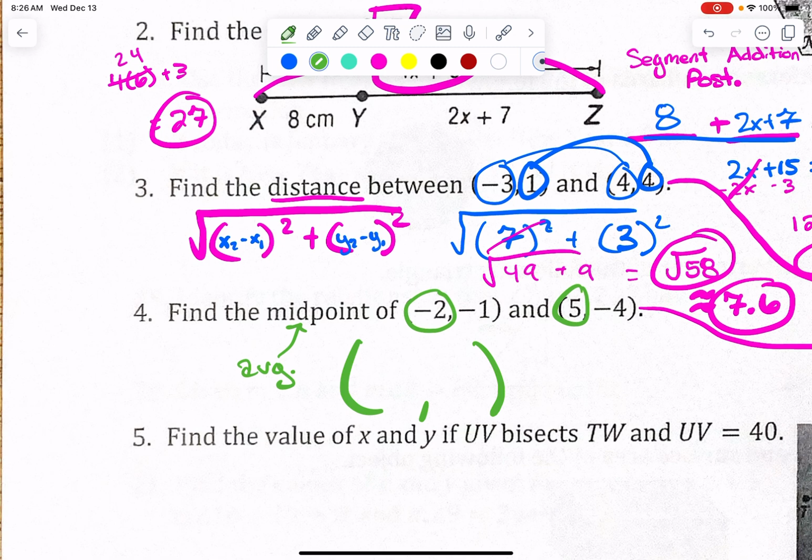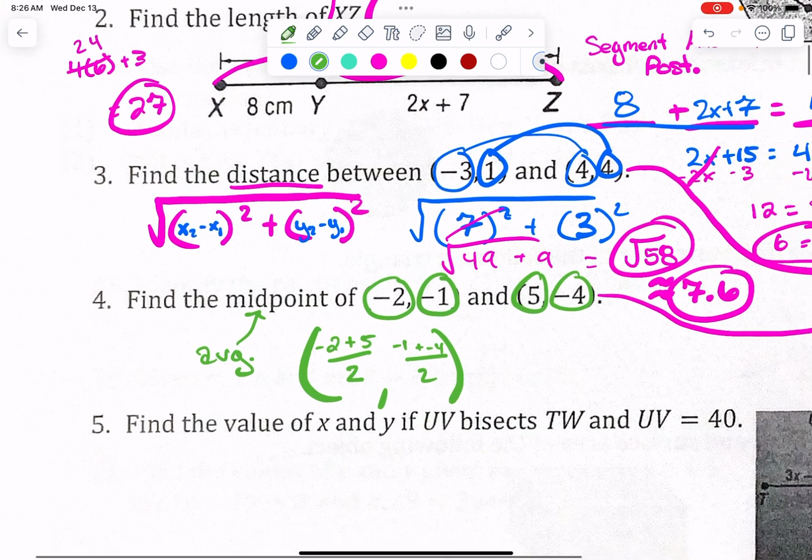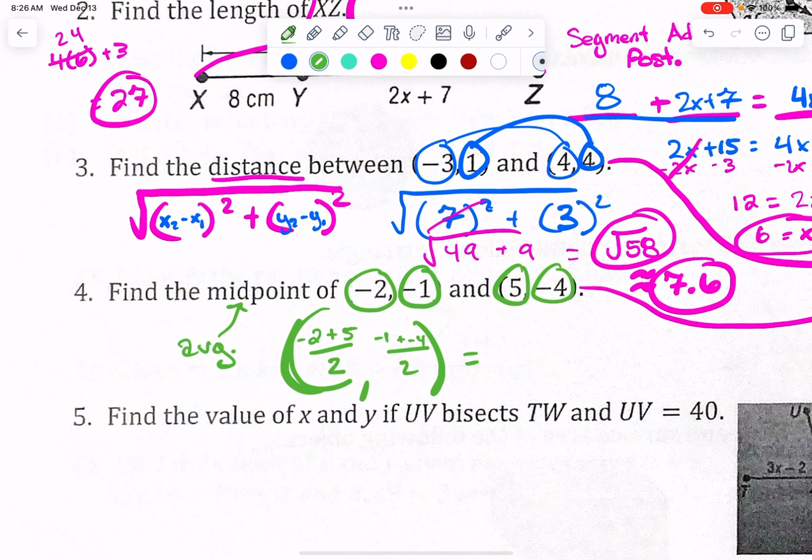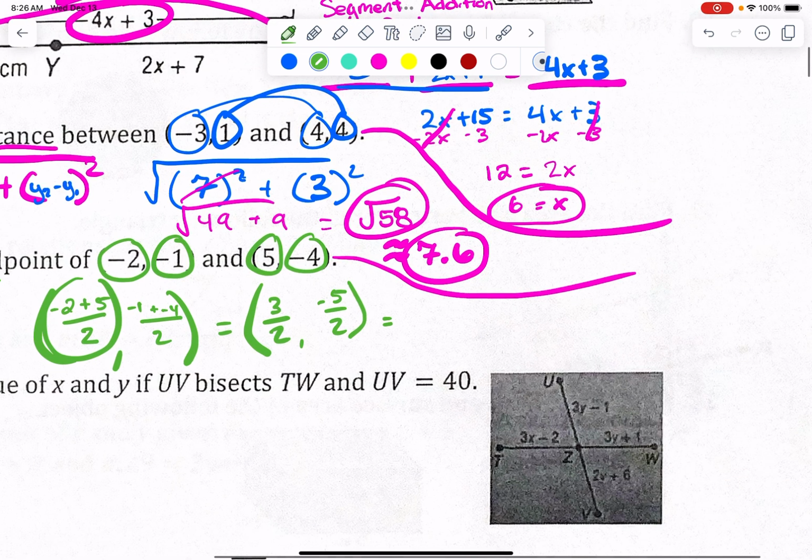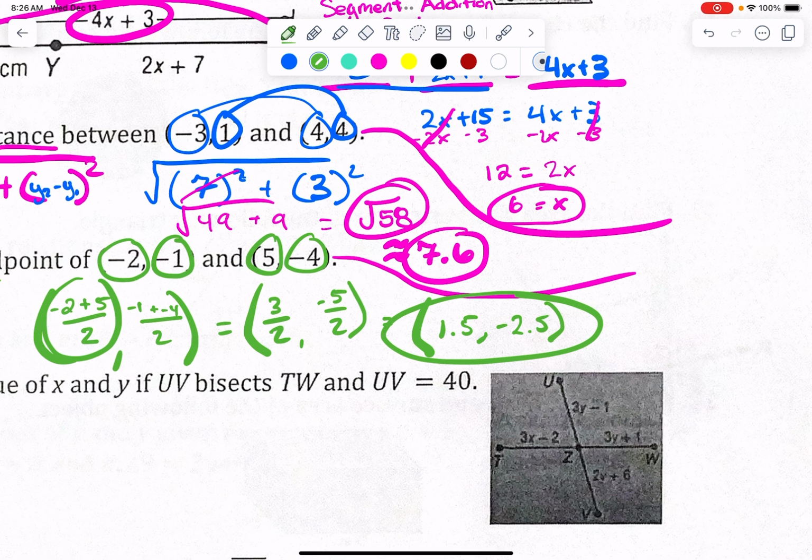Average means you add them and divide by 2. So I'm taking -2 plus 5 and dividing by 2, and negative 1 plus negative 4 divided by 2, okay? This is going to be 3 over 2, and negative 1 plus a negative 4 is negative 5 over 2. You can leave your answer like that, or make it a decimal. 3 over 2 is 1.5, and negative 5 over 2 is negative 2.5, and that's what it becomes. You could leave your answer like this as well. I don't care, either one.